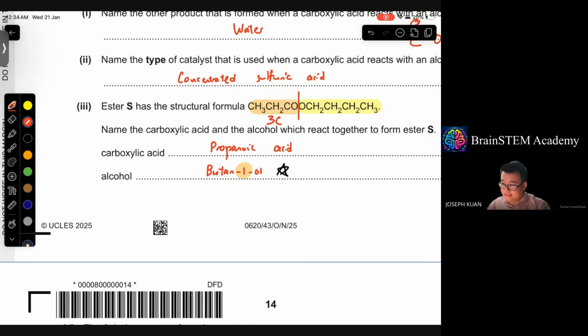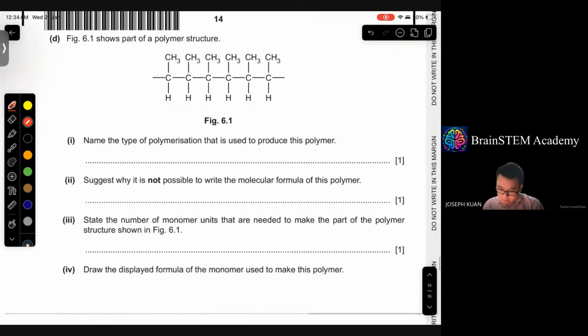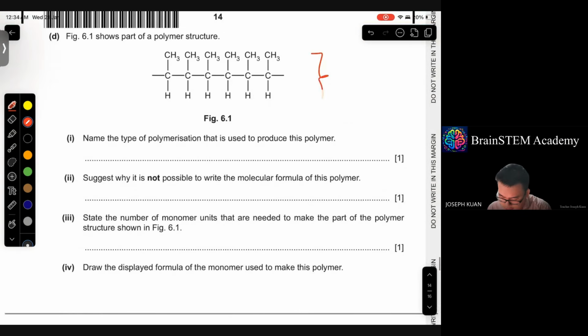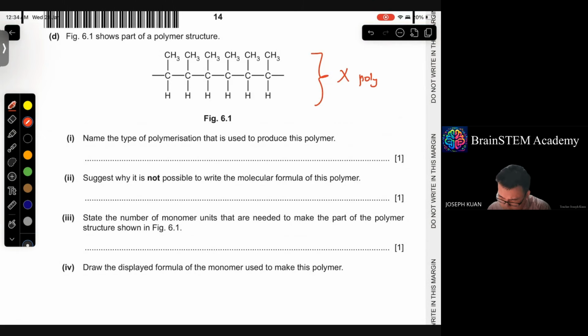Okay, now, next. Here we have a polymer structure. We need the type of polymerization that is used to produce this polymer. We can see that this is not a polyamide nor a polyester. It has these carbon-carbon single bonds going throughout the length of this polymer, so it's a saturated molecule. So it's actually formed from addition polymerization.